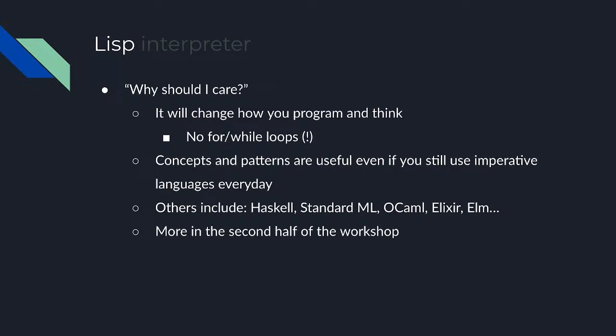So there are other functional programming languages if you want to enter the world of functional programming. Besides Lisp, there's Haskell, Standard ML, OCaml, Elixir, Elm. So yeah, if you are really interested, you can spend a lot of time on these things. But more in the second half of the workshop. The first half we'll be writing our interpreter. So it's like we're in the land of Python, right? And then we'll move to the land of Lisp. Okay.